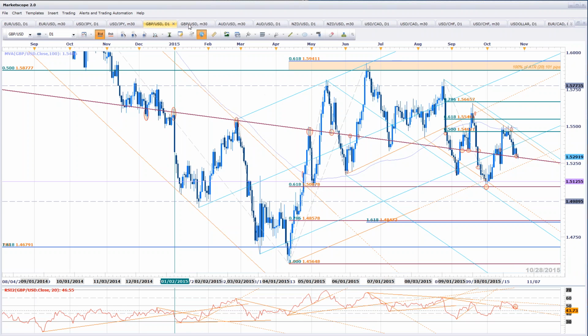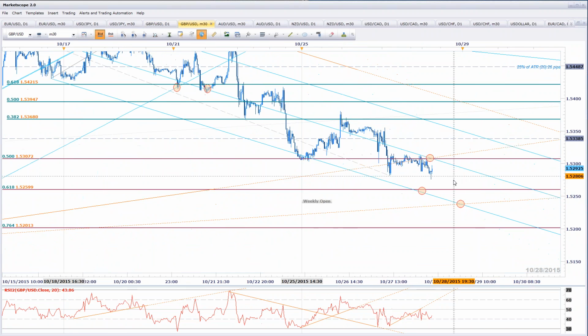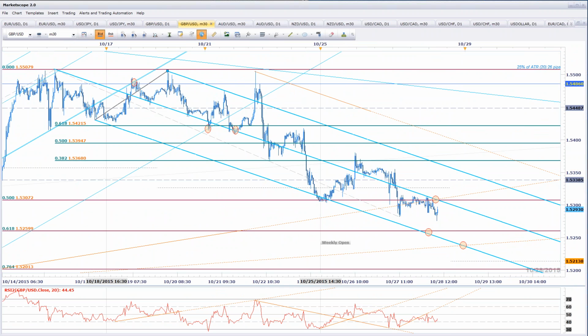Any questions on sterling? Still looking for a rallied sell here while within this formation. All right, that's dollar yen and sterling dollar.